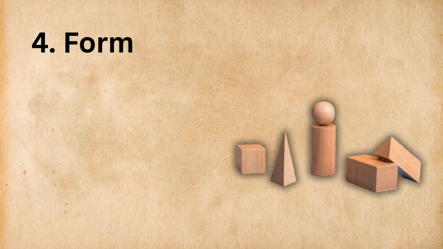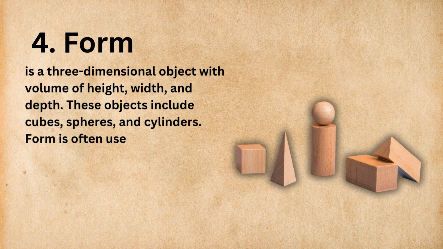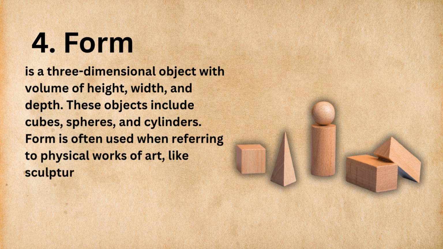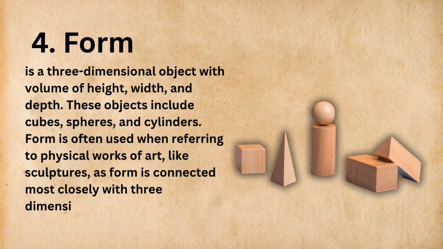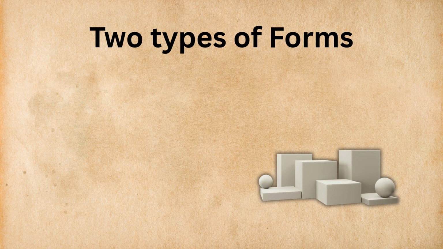Number 4. Form. It is a three-dimensional object with volume of height, width, and depth. These objects include cubes, spheres, and cylinders. Form is often used when referring to physical works of art, like sculptures, as form is connected most closely with three-dimensional works. And there are two types of form.